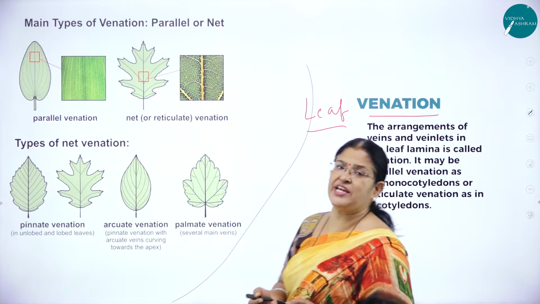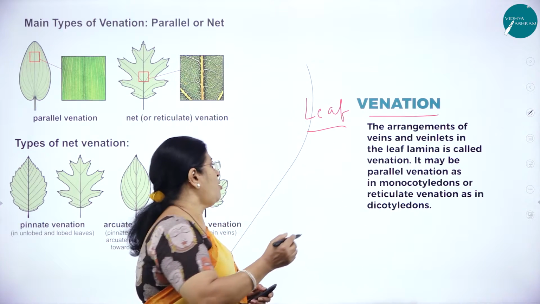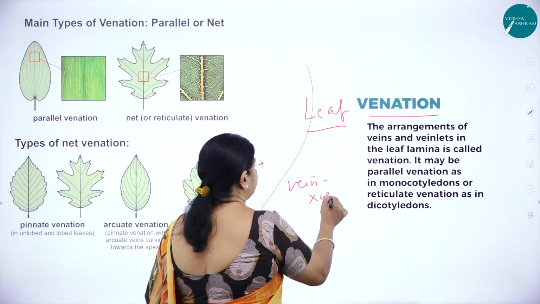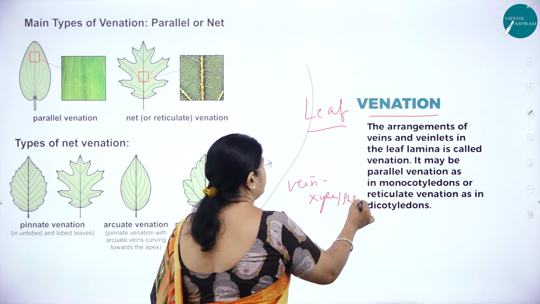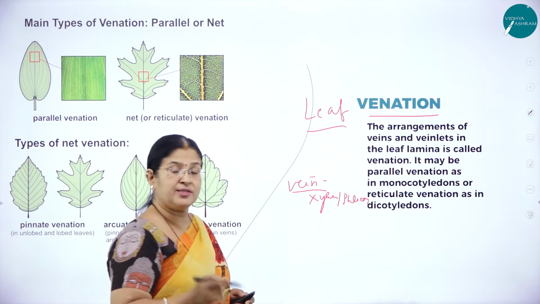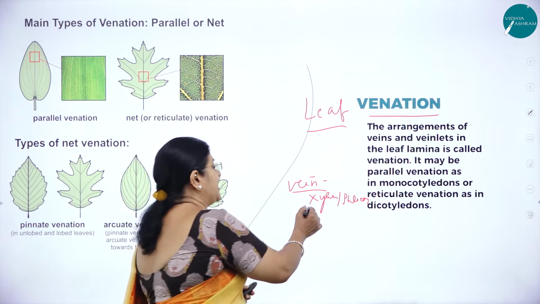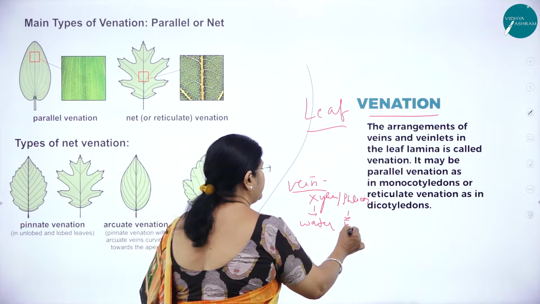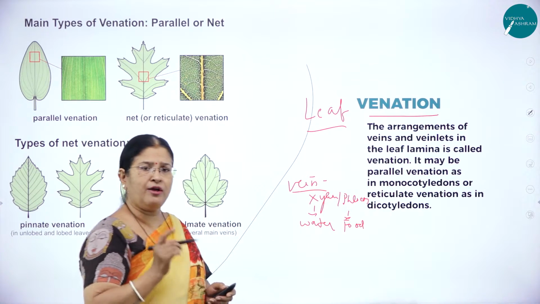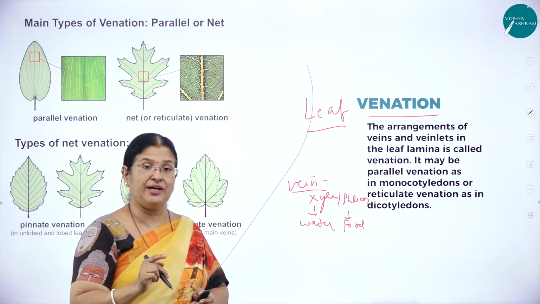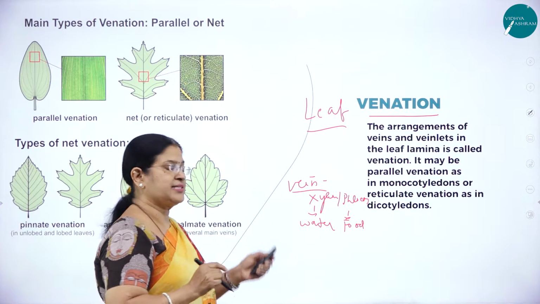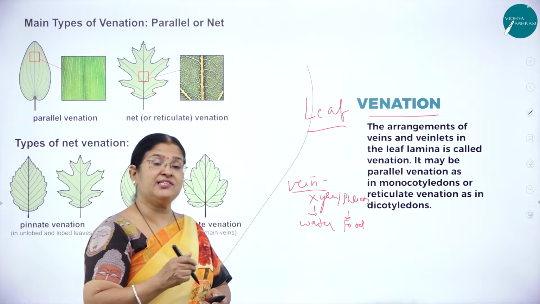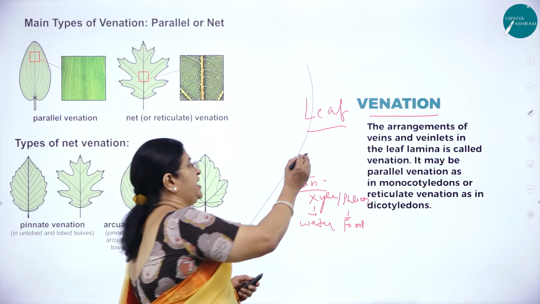So what is venation? What is a vein first of all? All of us know that vein is one which carries xylem and phloem. What is xylem? Xylem is a water conducting tissue. What is phloem? Phloem is a food conducting tissue. All of us know that two very important conducting or transporting tissues are the xylem and phloem. So the arrangement of the veins and the veinlets is called venation.